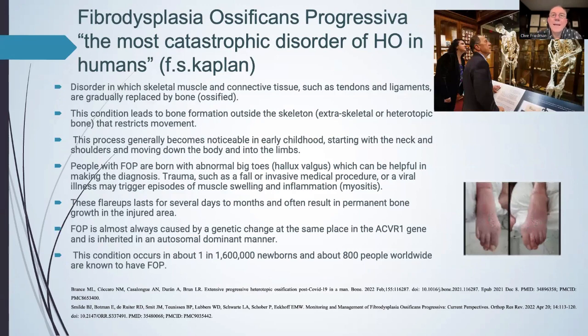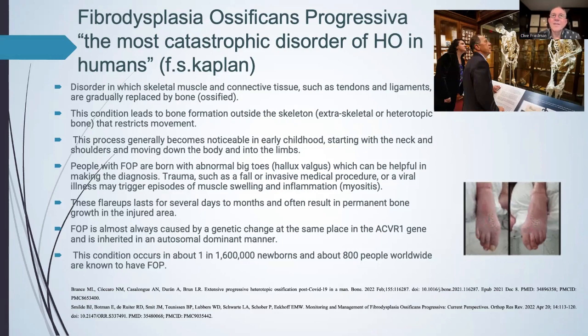So what then is FOP? Essentially, it's a disorder with skeletal muscle and connective tissue that ends up being gradually replaced by ossified tissue, by bone. That leads to the bone formation outside the skeleton, or what we call extraskeletal or heterotopic bone. And of course, then this is going to restrict movement dramatically.